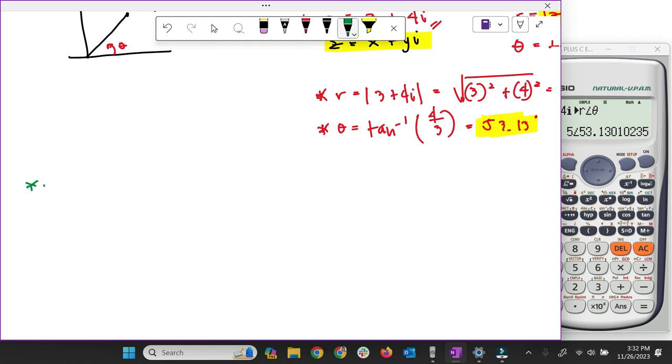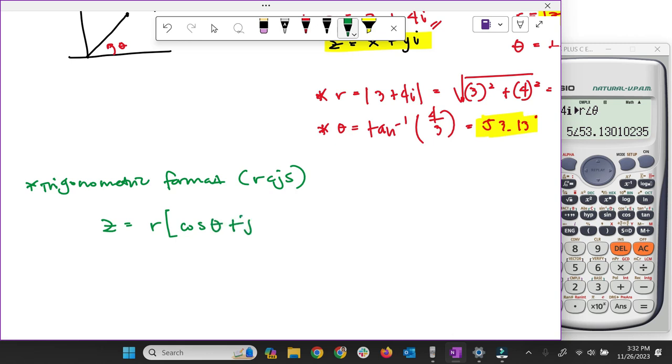So, for the trigonometric format, it follows RCGs. Basahin mo para hindi mo malimutan. Si RCGs. Ano ibig sabihin ng RCGs? If you want to convert your complex number, which is z, into its trigonometric form, it must follow the format na R is multiplied with the quantity of cosine theta plus j sine theta. RCGs.